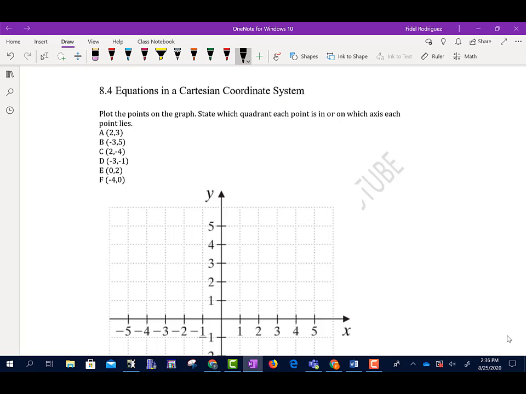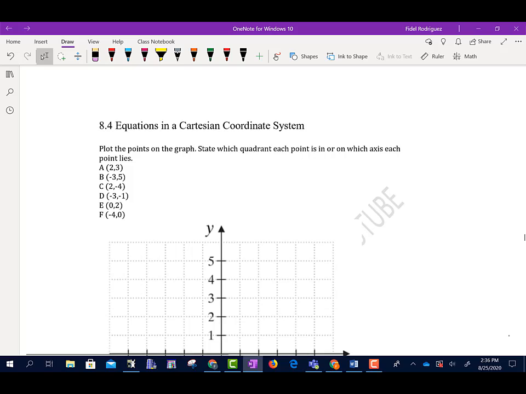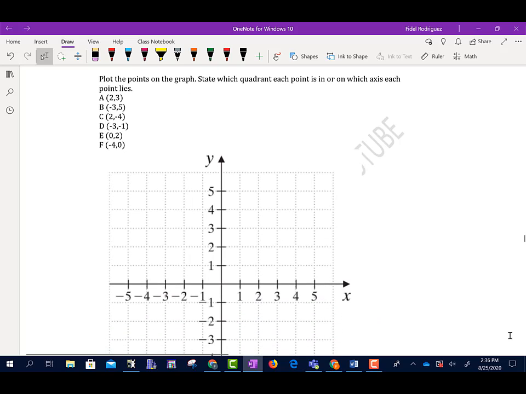All right, so the last section of chapter 8, 8.4, talks about equations in a Cartesian coordinate system. So basically, we're going to be talking about points, lines, things of that nature, okay? So this first problem here is a very straightforward problem. It just says, plot the points on the graph and then state which quadrant each point is in or on which axis each point lies.